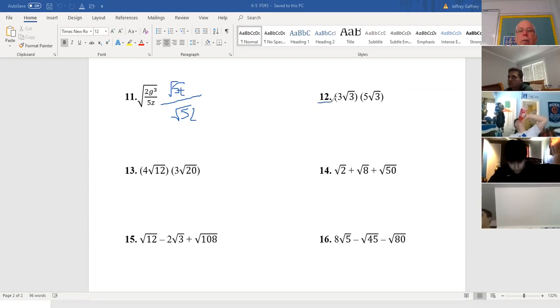What are we going to do in number 12? What's it telling you to do or asking you to do? Well, actually, it's just this, all we're going to do is multiply, right? So let's see what happens here. This is kind of a good thinking one too. 3 times 5 is 15, right? Radical 3 times radical 3 is radical 9, which is the square root of 9, which is 3, or anything under the radical times itself is always itself, right? So our final answer is 45.